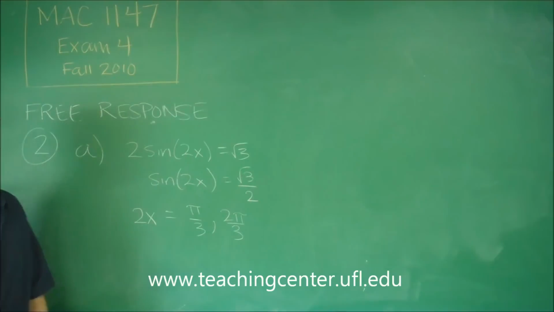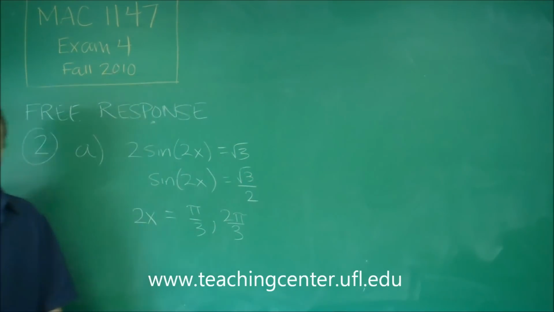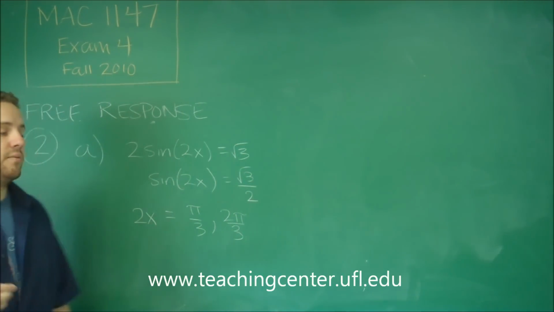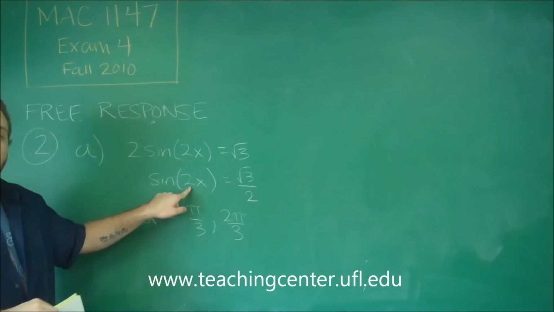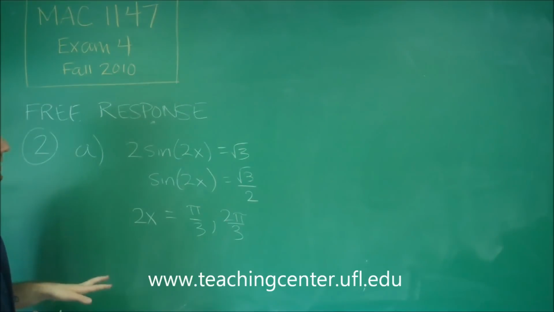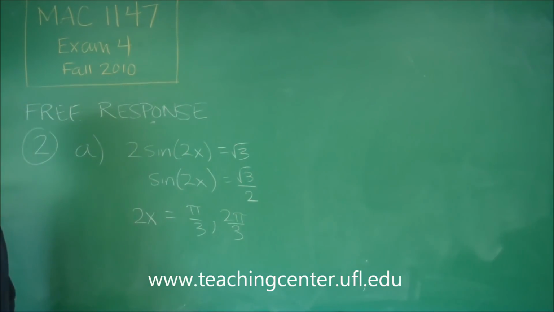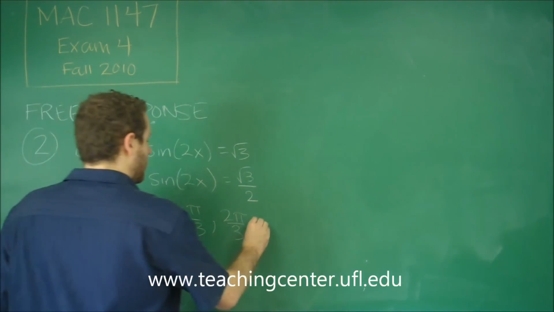The tricky part about this is when you have a coefficient in front of your x in a trig function like this. That is how many times the number of answers you have. So we will have double the number of answers that we normally have if this was just sine of x. So what I'm getting at here is we can't stop at pi over 3 and 2 pi over 3. We need to actually check another full rotation.